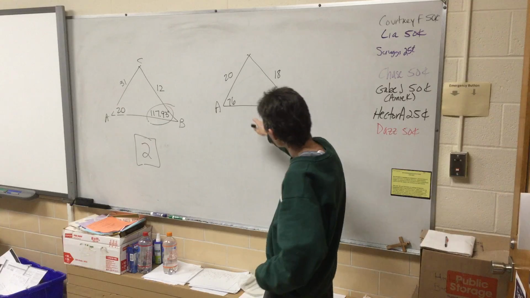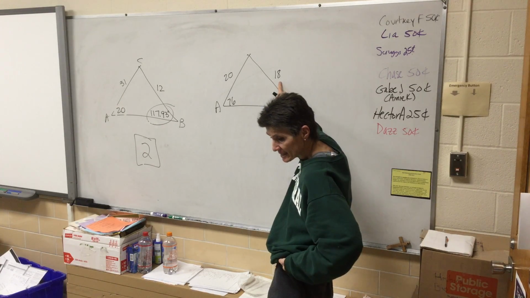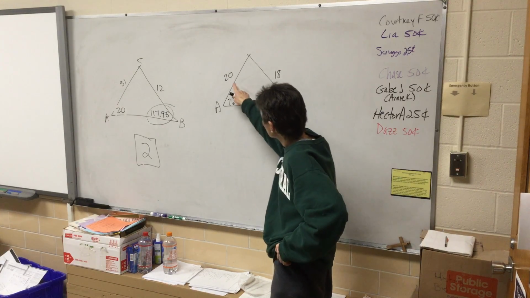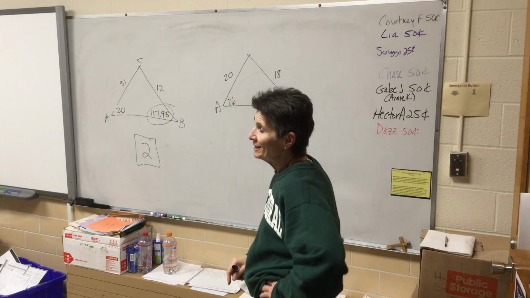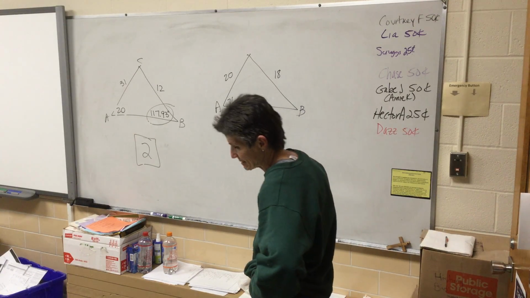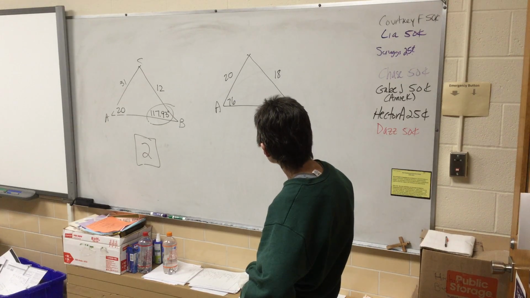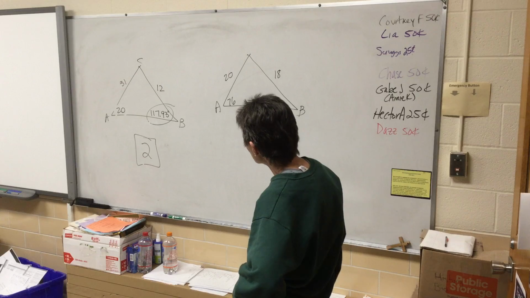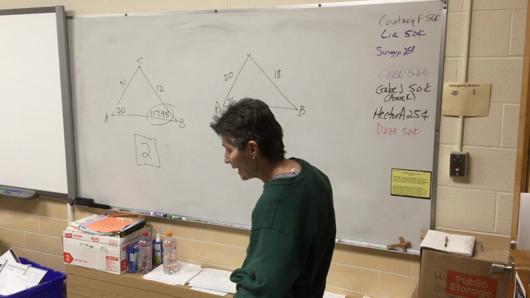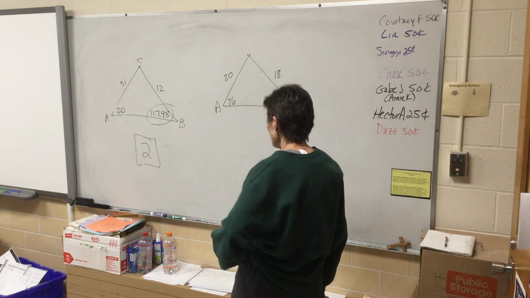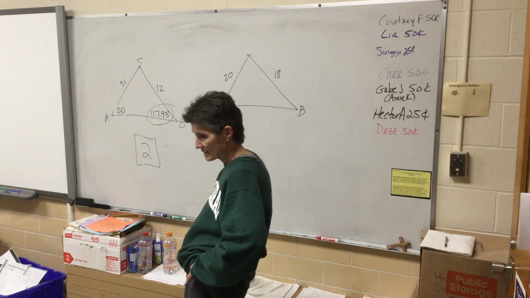So here's the given this time. Angle A is 76, side A is 18, and side B is 20. Remember, little letters are sides. Capital letters are angles. All right, how many are possible? Well, I don't know. I got to work it out. So who can set up my law of sines for me? What's my law of sines going to look like?